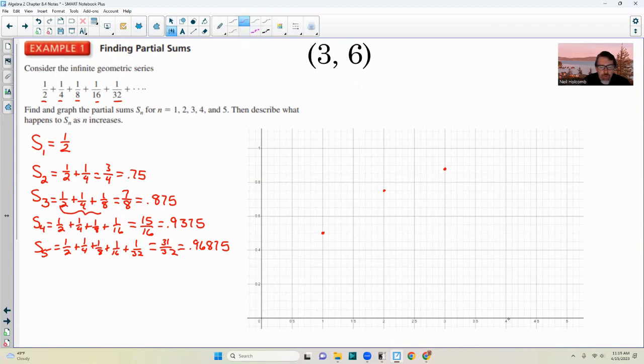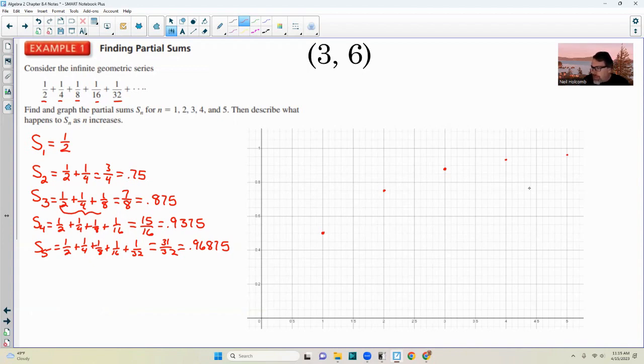And then 0.9 is right here. 0.95 is here. So 0.9375 is about here. And then finally 5 is 0.96875. 0.95 is here. 0.96 is about there. So as you can see, this is coming up and it's starting to flatten out.